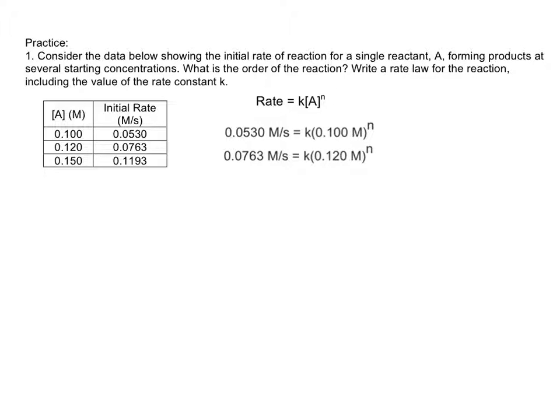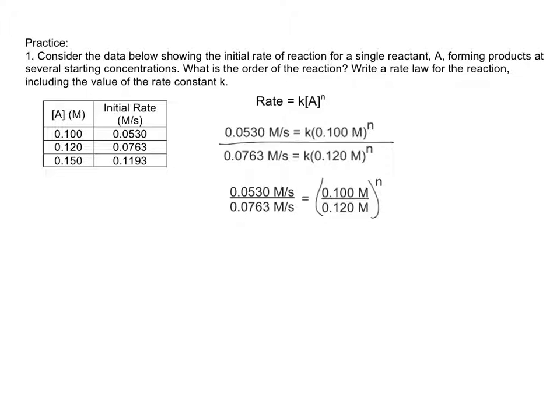So now we have these two equations, and it's not like solving just two normal equations because we have an exponent here, which makes things a little bit more complicated. So what we're going to do is divide these two equations so that the k's cancel out. So if we take the one side divided by the other, we get 0.0530 divided by 0.0763 is equal to k over k, which is just 1, times the quantity 0.1 divided by 0.12, all of that to the n power.